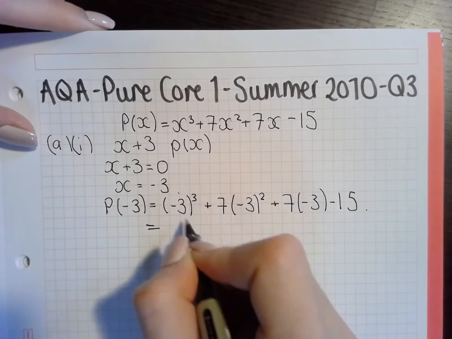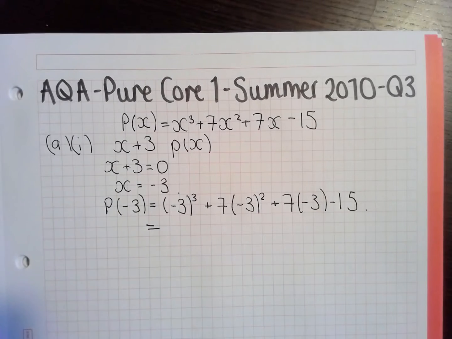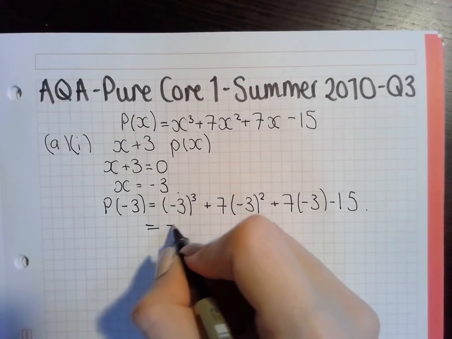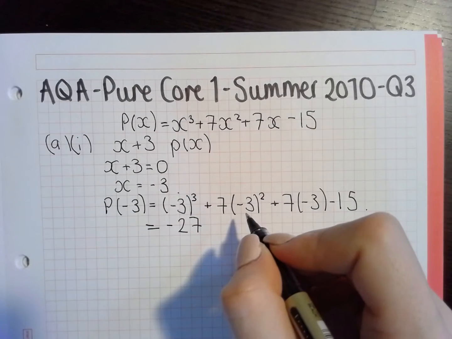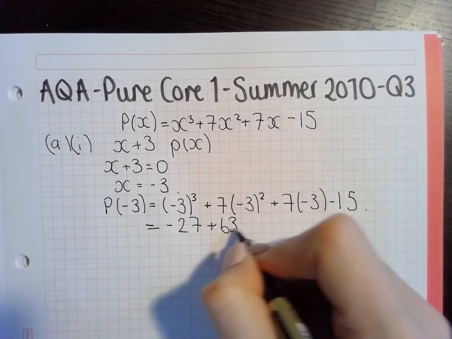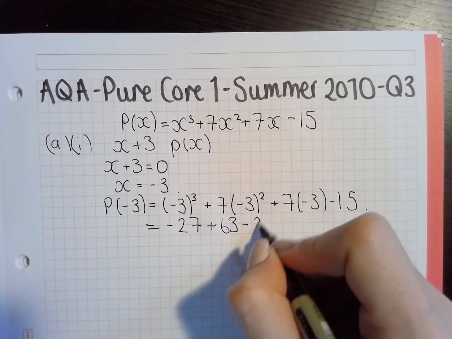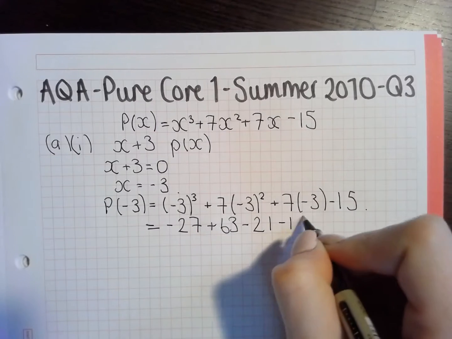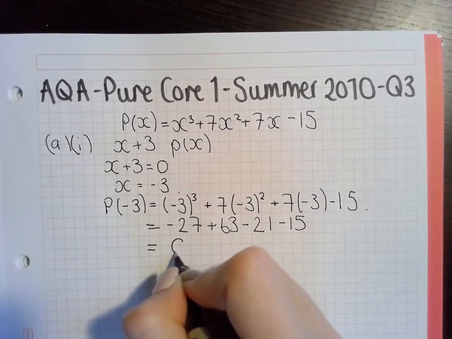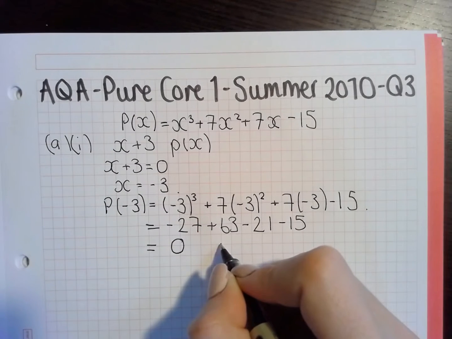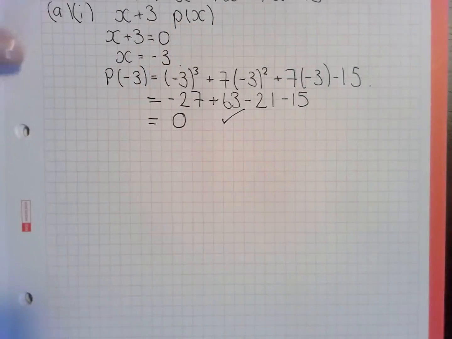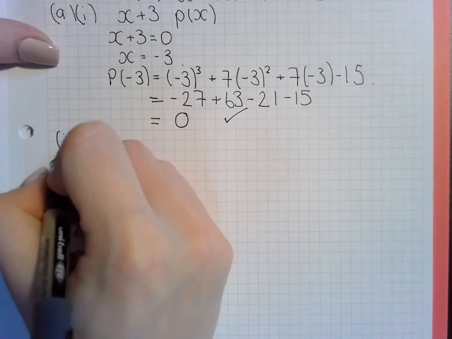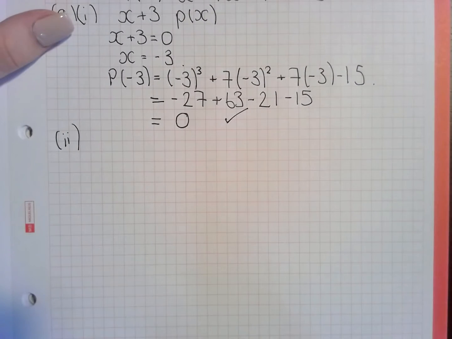And when you multiply all of this out, so minus 3 cubed is minus 27, plus 3 squared is 9, times 7 is 63, minus 7 times minus 3, so 21, and minus 15, and that all equals 0. Therefore, x plus 3 is a factor. Okay, so let's go on to part B. And it says, express p(x) as a product of 3 linear factors.